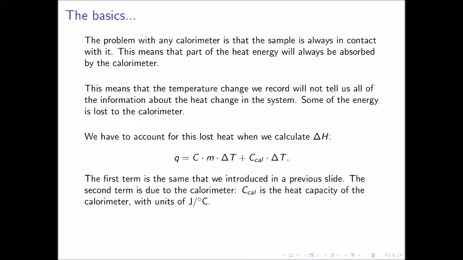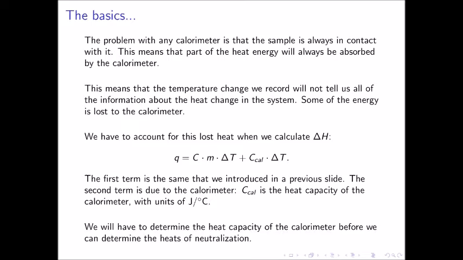The first, C times M times delta T, is the same term that we introduced in a previous slide. The second term, C cal times delta T, corrects for the heat flow absorbed by the calorimeter. C cal is called the heat capacity of the calorimeter, and it has units of joules per degree Celsius. We have to add these two contributions together to get our total heat flow amount due to a reaction.